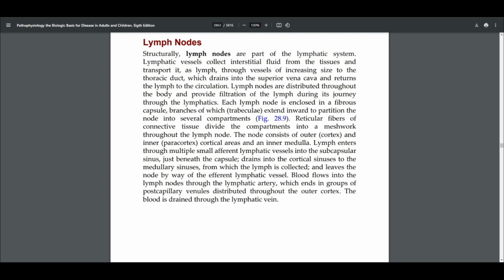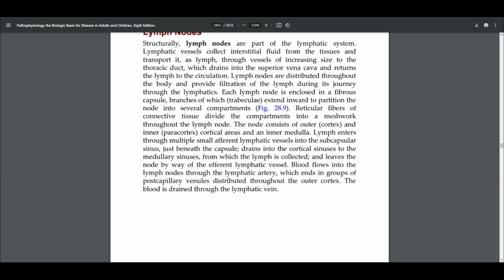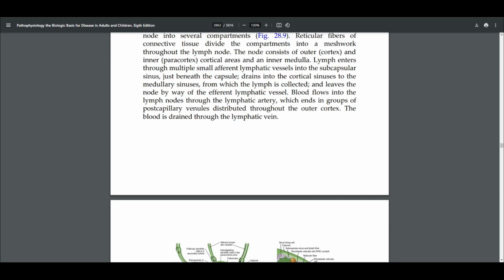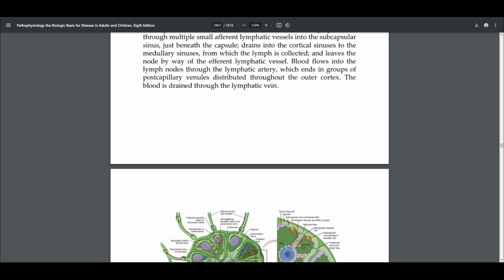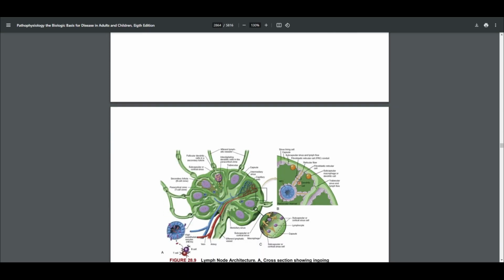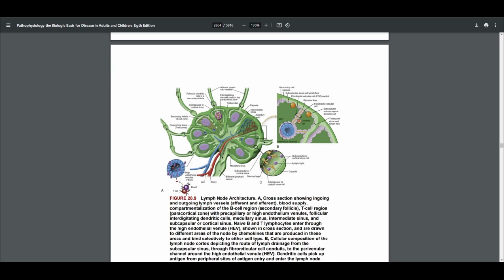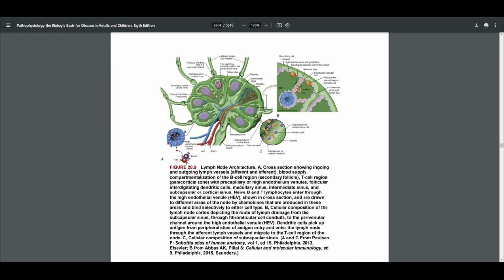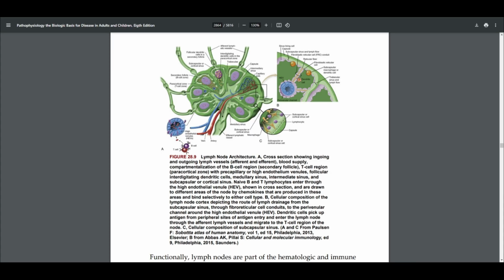efferent lymphatic vessel. Blood flows into the lymph nodes through the lymphatic artery, which ends in groups of postcapillary venules distributed throughout the outer cortex. The blood then is drained through the lymphatic vein. So here you're taking a look at the lymph node architecture. A good spot to hit pause if you need a refresher again for that anatomy.